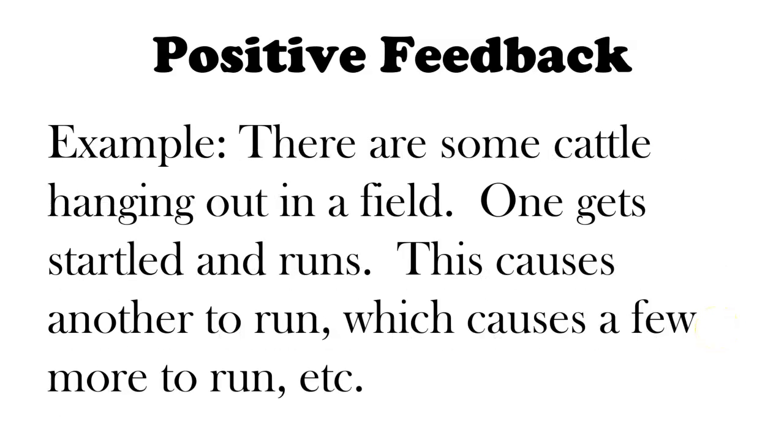So our example here of a positive feedback loop, we've got some cattle out in a field and one gets startled and starts to run. This causes another to run, which causes a few more to run, etc., until we have a flat-out stampede.